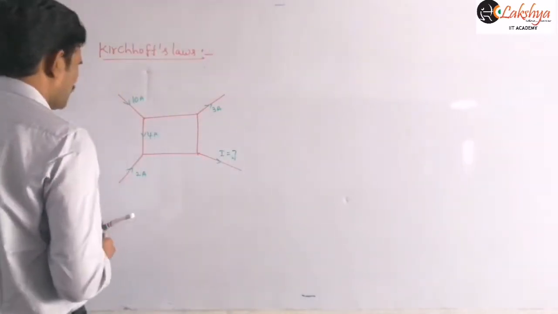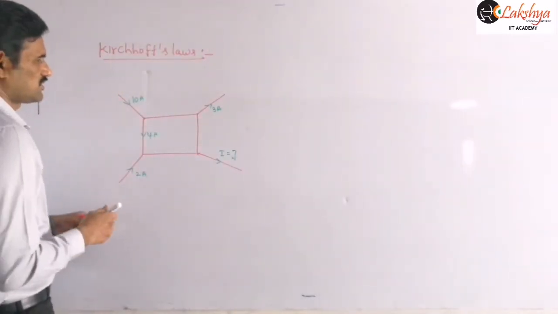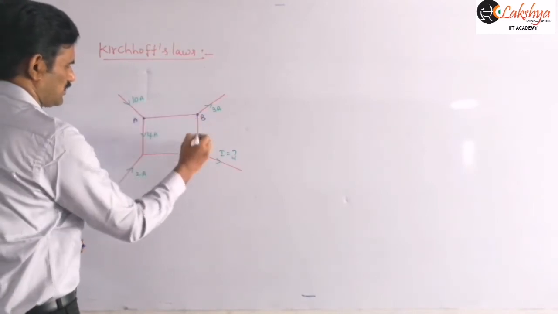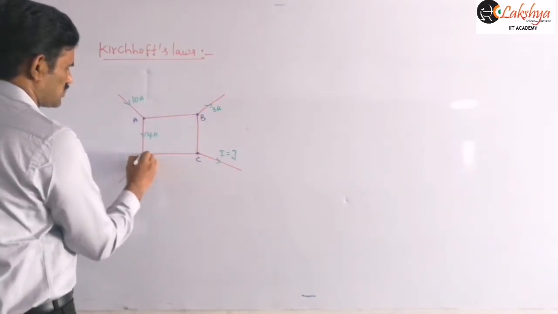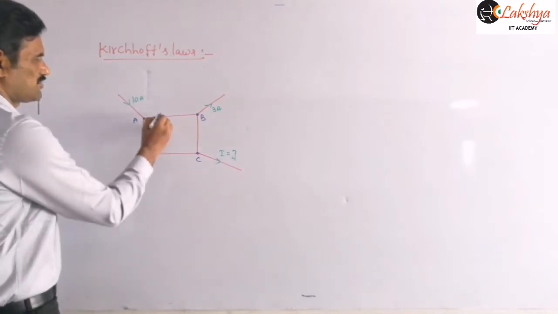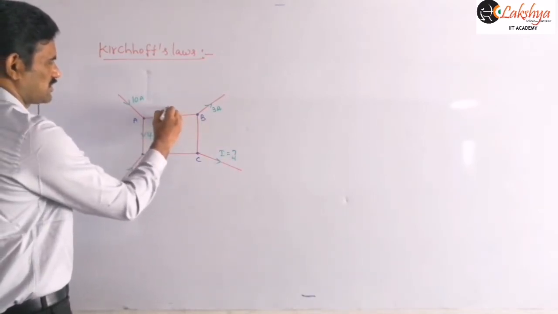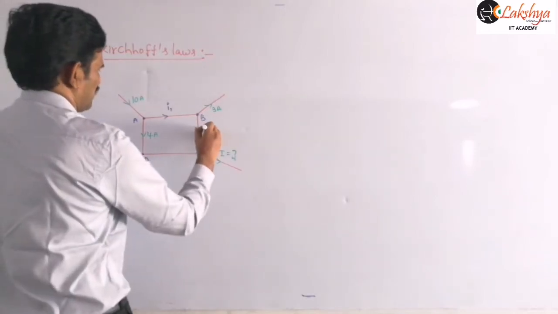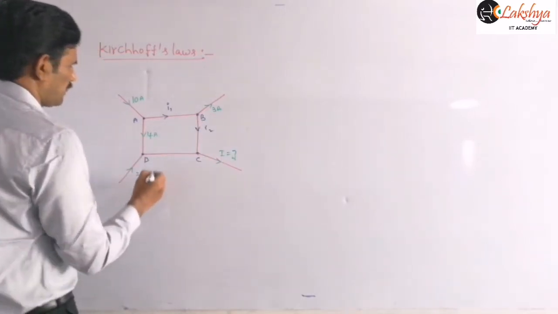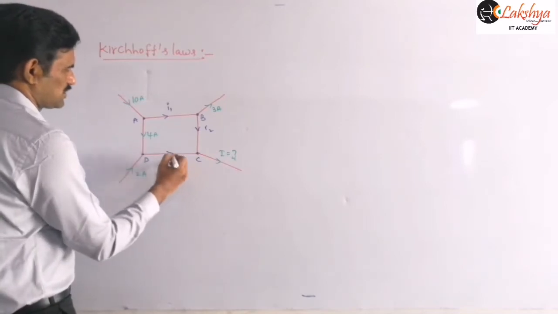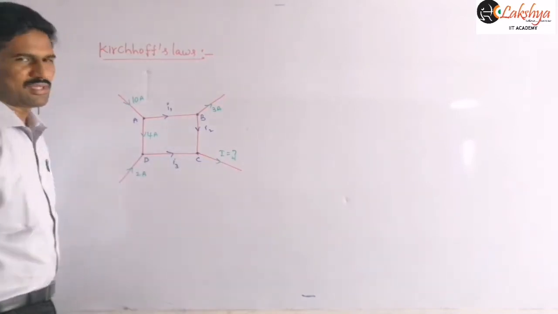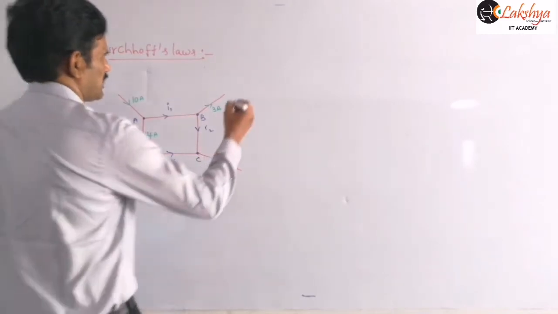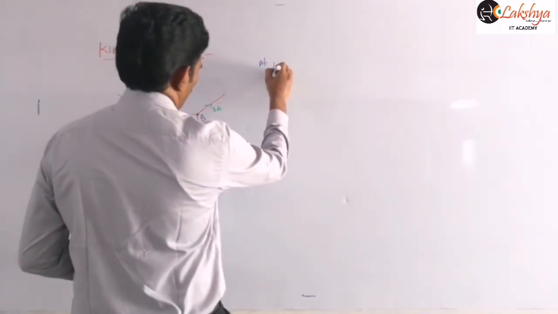Here I am naming these junctions: this is junction A, this is B, let us take this as C, and this is junction D. Some currents are unknown: I am taking this current as I1, this current as I2, and this current as I3. Then the capital I is our unknown value. Now first let us apply at junction A.